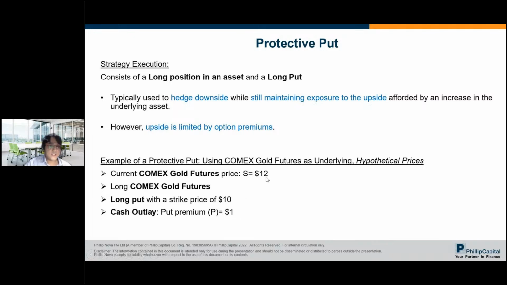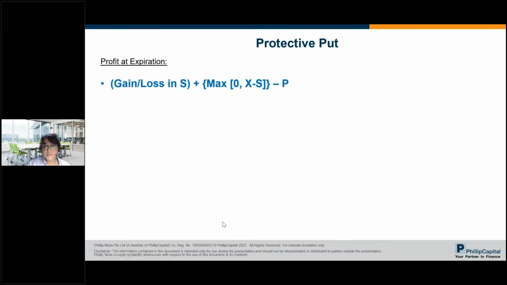So the underlying is 12, strike price is 10, put premium is $1. The profit and loss can be calculated by this formula over here. Firstly, it's your gain or loss in your underlying position. Recall that I mentioned that you're also longing, you're buying an asset.